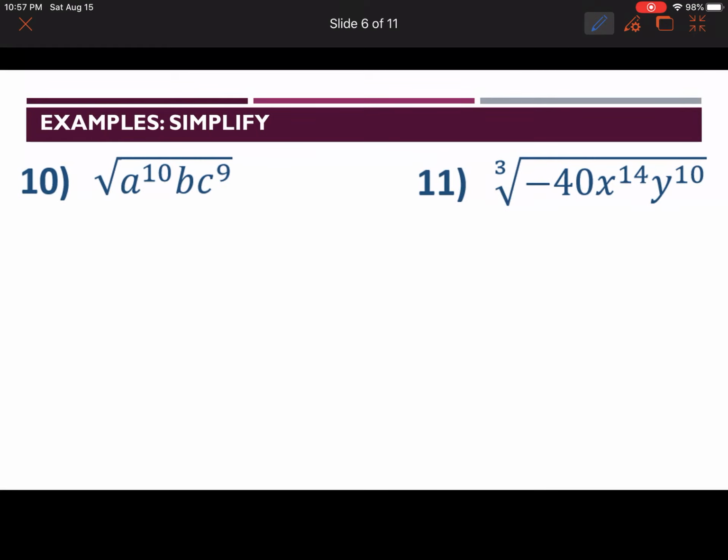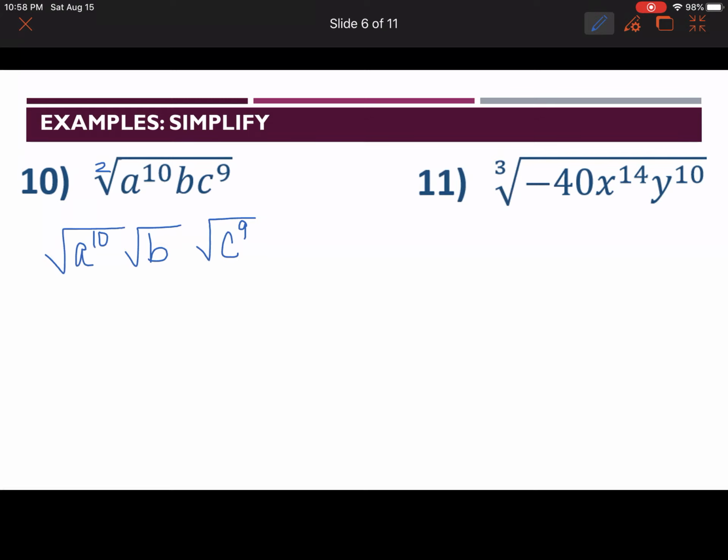When looking at question 10, now we're back to an index of 2 because there is no number, so we know it's an index of 2. So we're going to take the square root of a to the power of 10, the square root of b, and the square root of c to the power of 9.